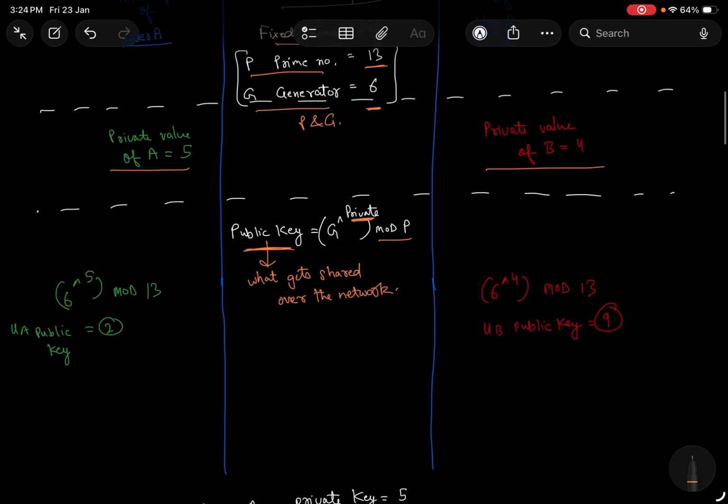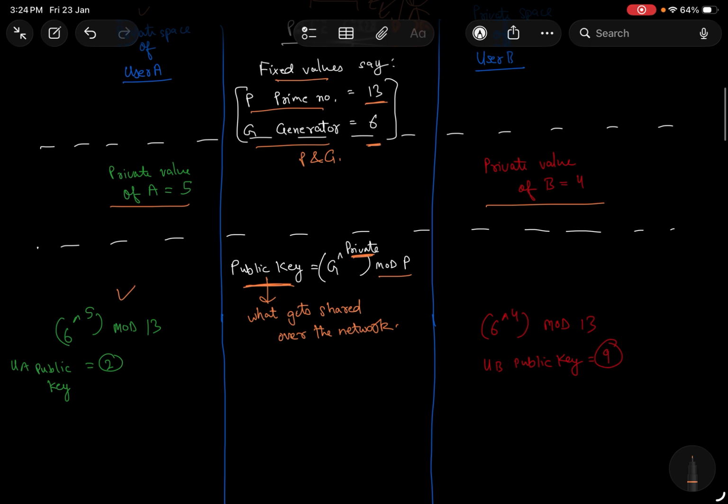If we try to compute it for A, G is fixed, what we defined above under the fixed values, so it's 6, to the power of the private key of A. The private key of A is not known to anyone except A. So 6 to the power of 5, and what we get, we mod it with 13. If you compute this out, you will get the public key of A as 2, which can be shared.